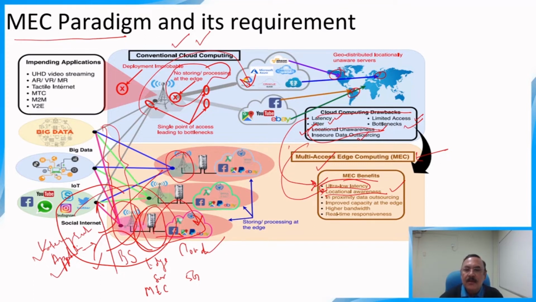Then the next important thing is in proximity data outsourcing, which removes the insecure data outsourcing. Now there is improved capacity at the edge, which was not there earlier. Now it has higher bandwidth. Why? Because most of the computation is done very close by, so backhaul bandwidth is already available. So, higher bandwidth is available and real time responsiveness is there.